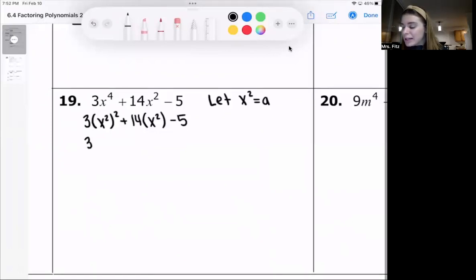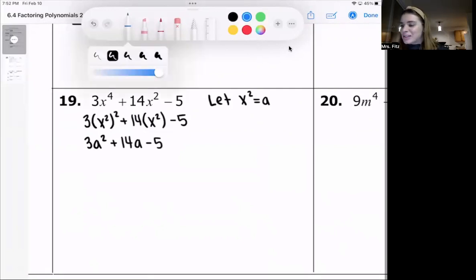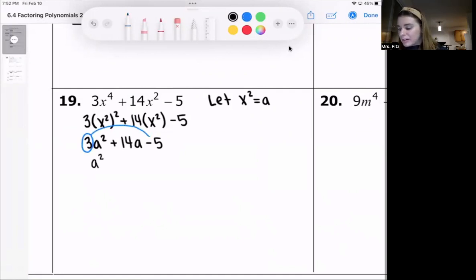So we end up with 3a squared plus 14a minus 5. Well, there's no GCF here, so we're going to have to use slip and slide, if you guys remember that method. So let's go ahead and start with the slip. So we steal the 3, give it to the 5. So we end up with a squared plus 14a minus, we're going to multiply 3 times 5 is 15.